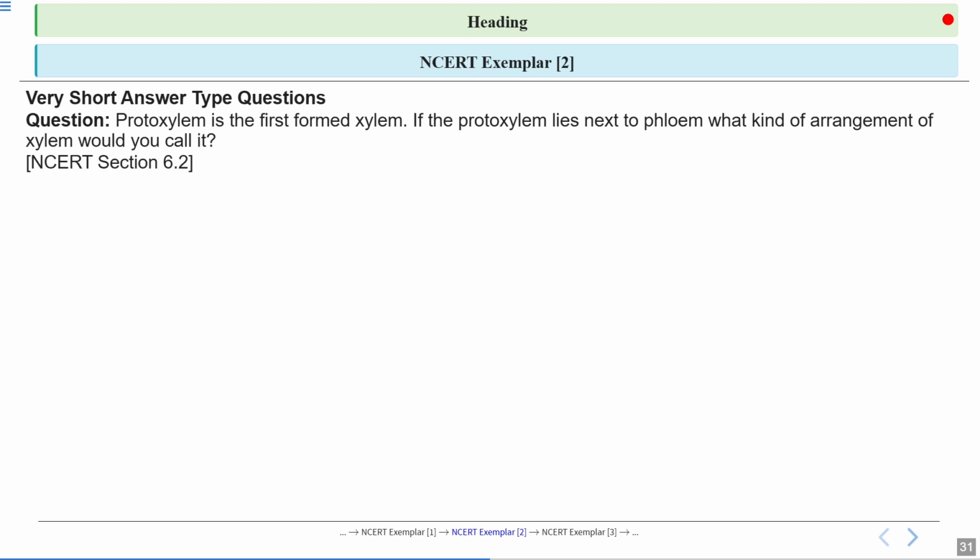Protoxylem is the first formed xylem. Wherever you see the transverse section of a stem or the root, there you see that it is mentioned protoxylem or metaxylem, right? So protoxylem is the first formed xylem. If the protoxylem lies next to the phloem, what kind of arrangement of the xylem would you call it? This question is coming from the NCERT section 6.2. Let us see the answer. Very important question.